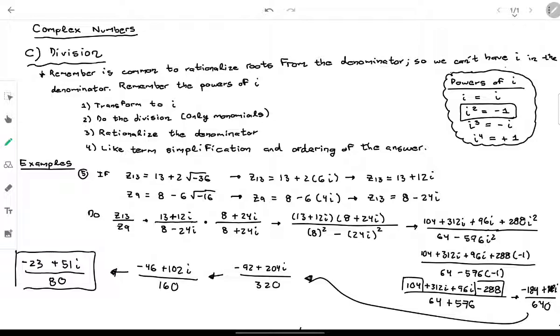So the idea is basically the same on any exercise. In the case of division, what we need to do is eliminate the i's on the denominator by rationalization and simplification of the answer.